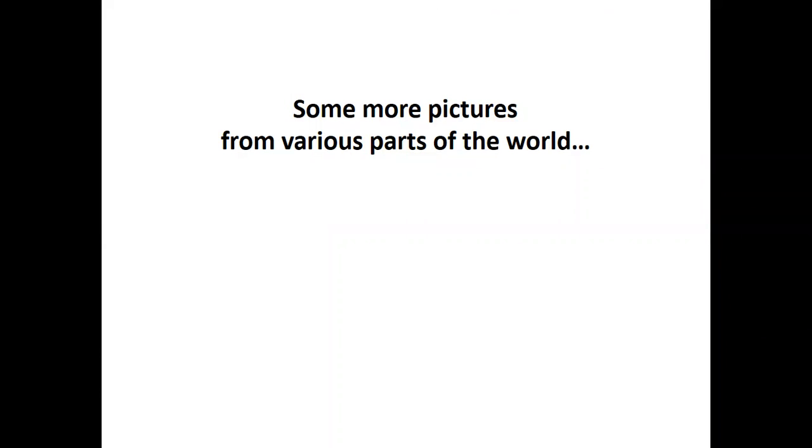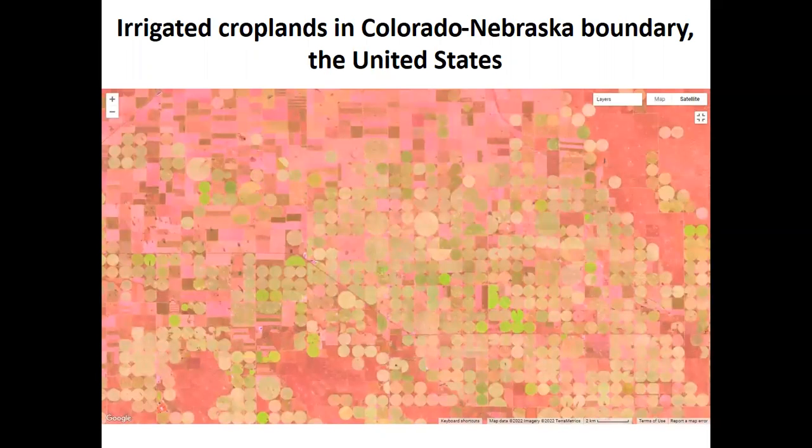Just some more pictures I collected for you for this presentation from the Global Forest Change website, just to show the diversity of our world in false colors. For example, these are irrigated croplands in central United States, close to the Colorado-Nebraska state boundary, and you could see the circles. It's just because the irrigation is shaped in that way. These fields are circles, not rectangles.